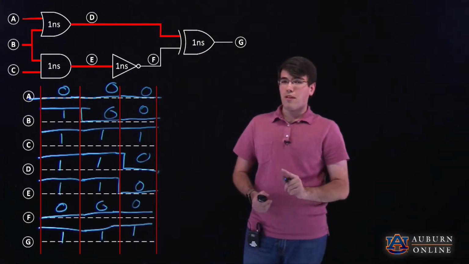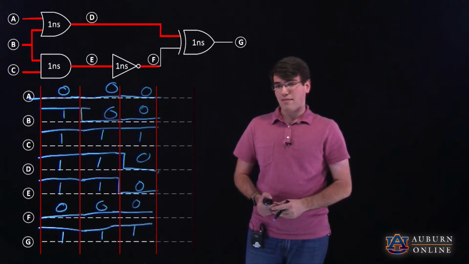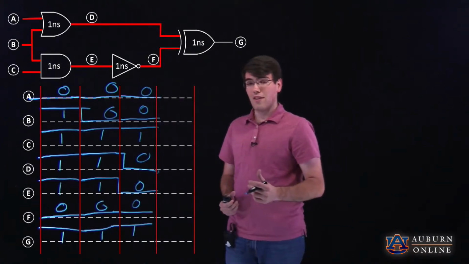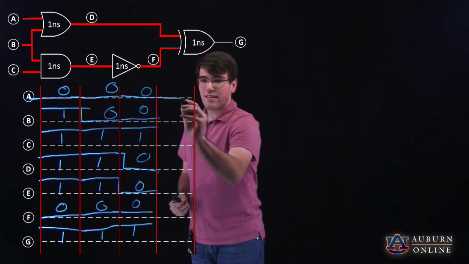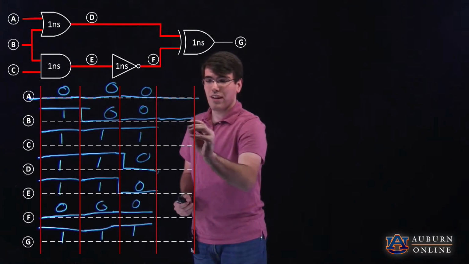Now, let's go 1 more nanosecond in time and see what happens. The signal propagates through that inverter, right? So A, B, and C are still the same. We haven't changed them.